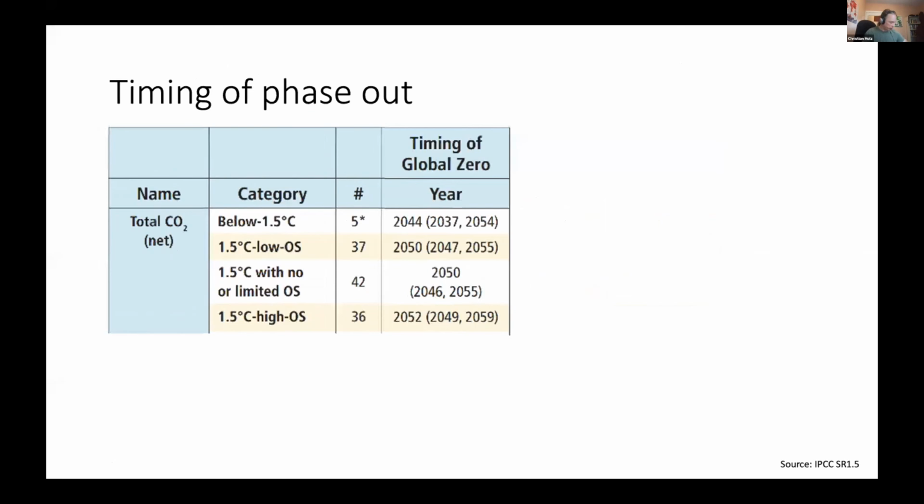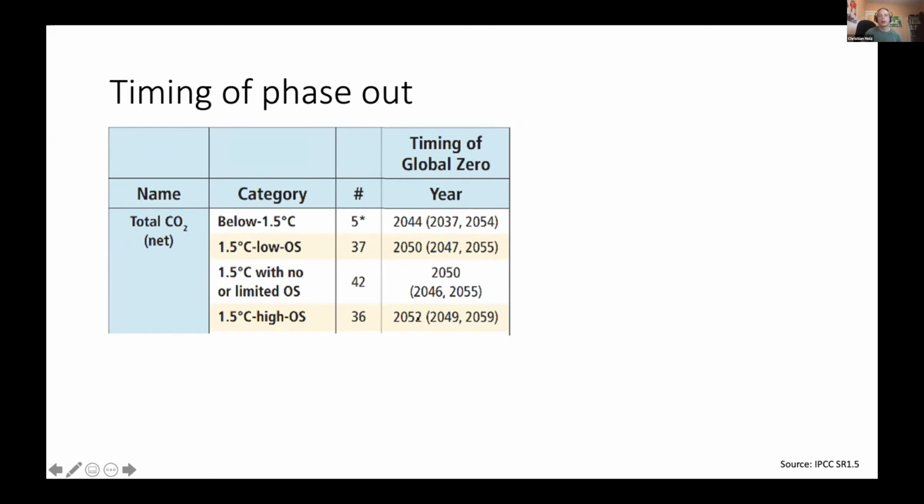And I'm running out of time. That's why I'm skipping ahead a little bit. But the same is also true for the timing of the phase out or the net zero year. In below 1.5 degree scenarios, you have it roughly in the mid 40s for CO2, and for the limited or no overshoot scenarios as a group around 2050. So that's the number from the top level statement that I showed in the beginning.